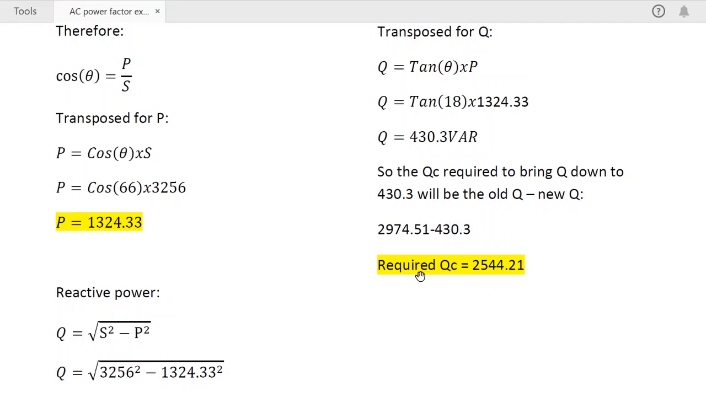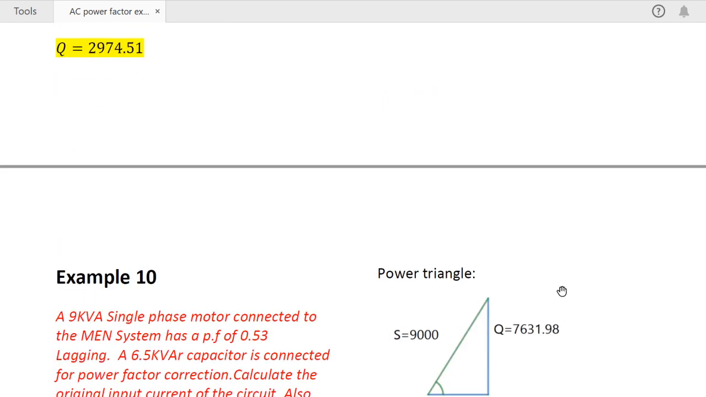So required QC, and that was the question we were asked. What is the capacitive power required to improve the phase angle to 18 degrees? 2,544.21.